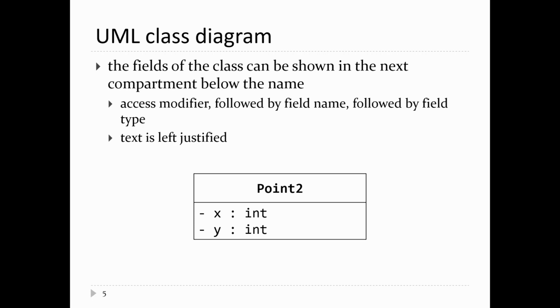Now, again, depending on the context, you can show extra information in your class diagram. So for example, you can show the fields of your class. The way you do it is you take your original box and you just extend it. So you add an extra box underneath it, and then your fields go in underneath. The way that the fields are written are the access modifier, followed by the name of the field, followed by a colon, followed by the type of the field. And everything is supposed to be left justified in this box.